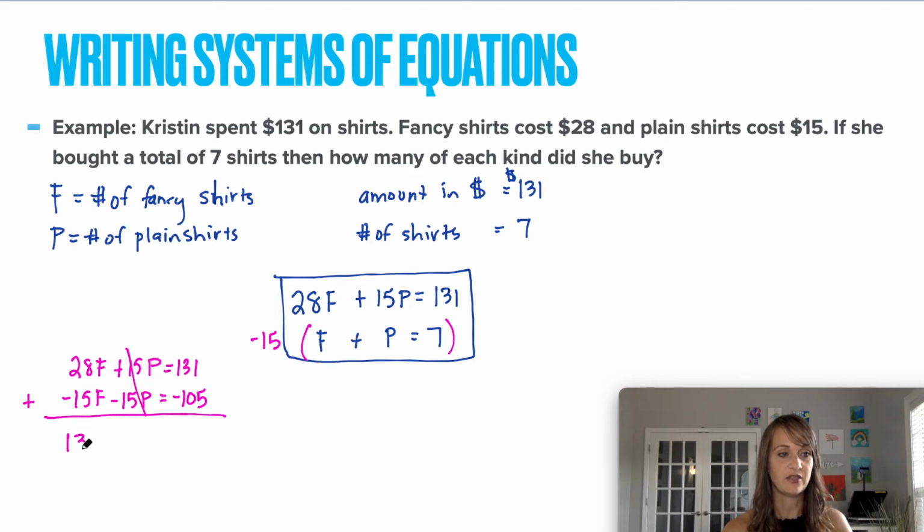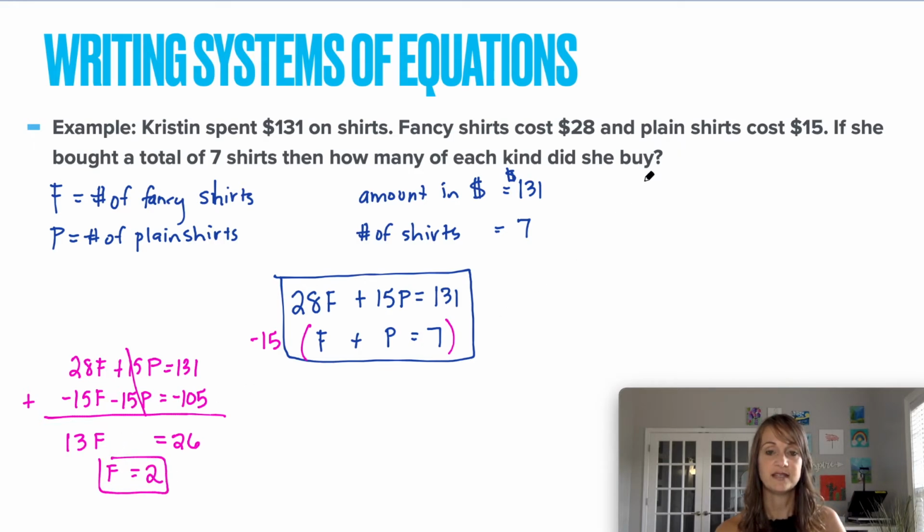Now, the p's will eliminate each other whenever I add these two equations together. And so I'll get 13f equals 26. Divide by 13, and I will get 2. What does that represent? That represents that she bought 2 of the fancy shirts.